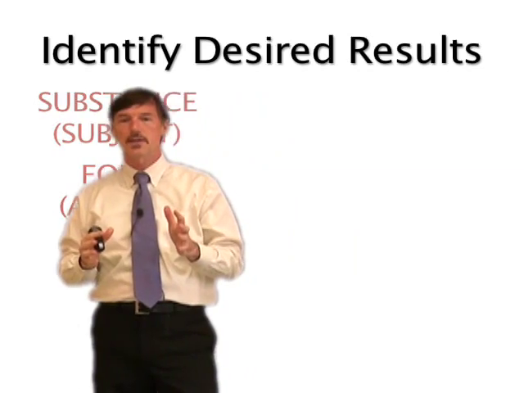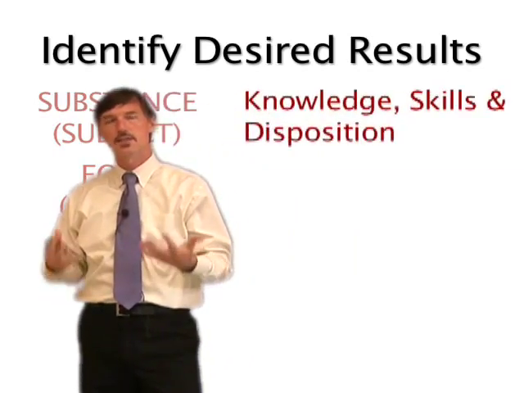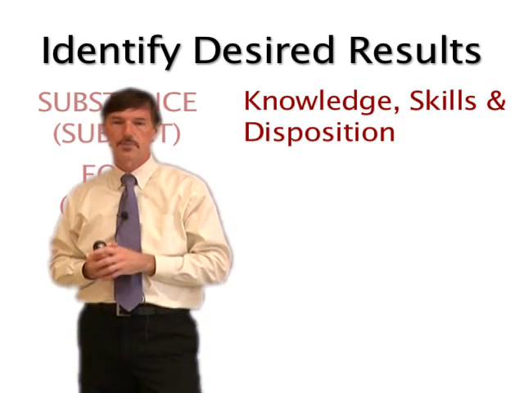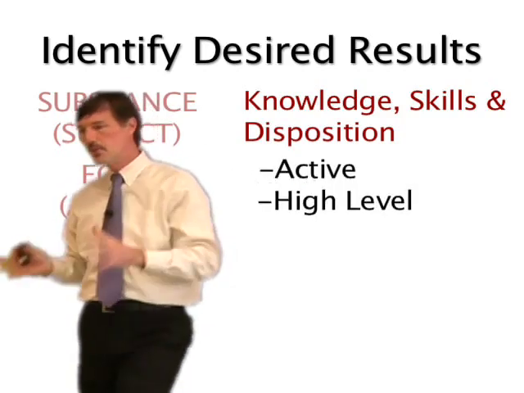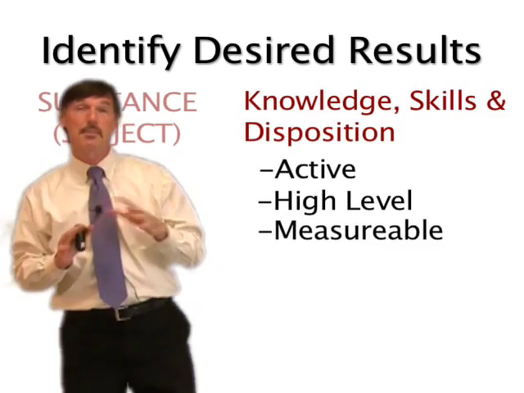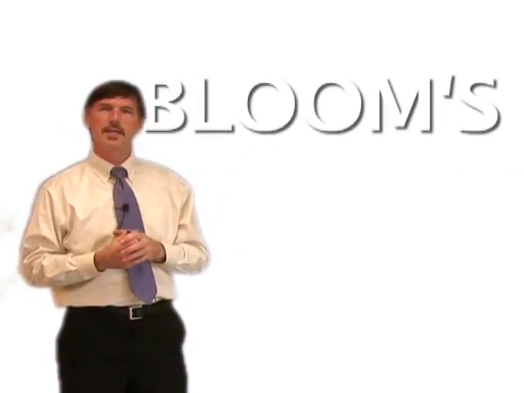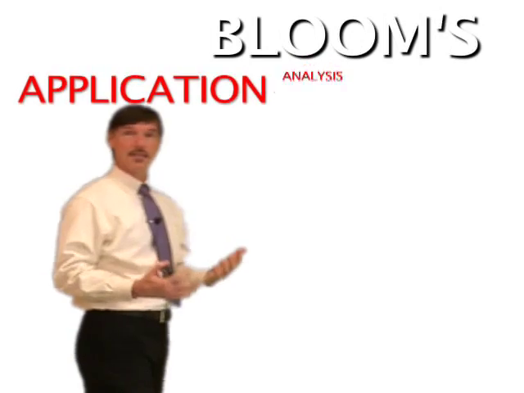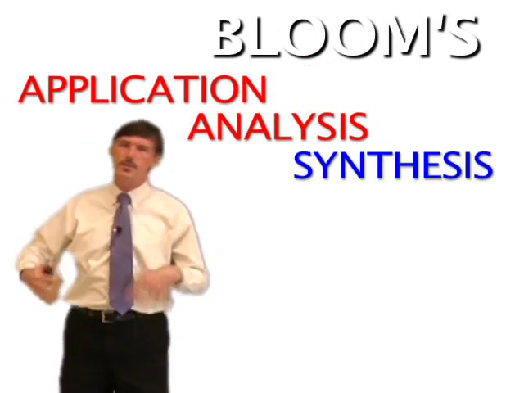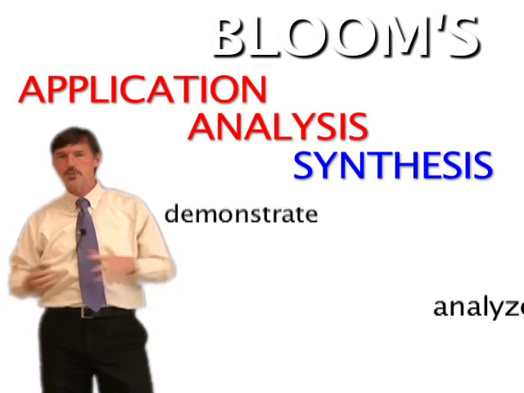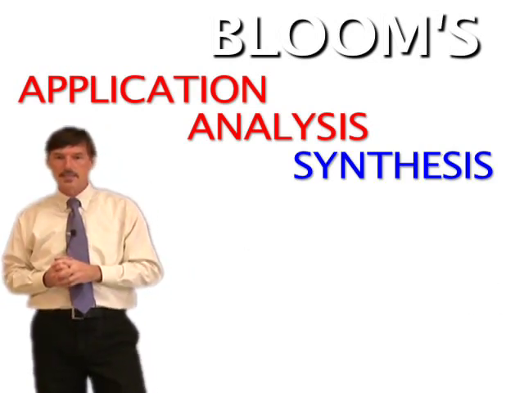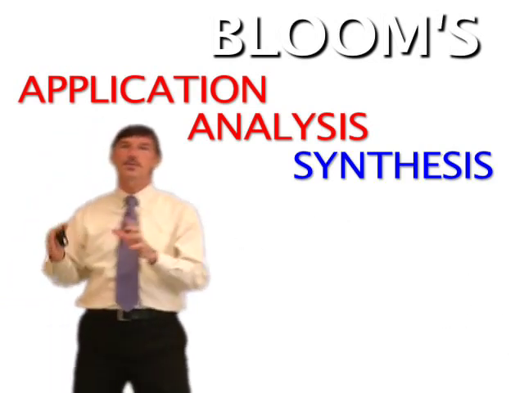Now, a good student learning outcome addresses all three: knowledge, disposition, and skills. It's active, it's higher level, and most importantly, and probably most difficult, it's measurable. One thing you want to keep in mind is to use some of those action terms. If you're familiar with Bloom's taxonomy, you want to try to access the application, analysis, and synthesis level. And so you want to use some words like analyze, demonstrate, derive, plan, propose, synthesize, justify. These are some terms in your question stem that might get things moving in the right direction and have the students operating at some higher levels.